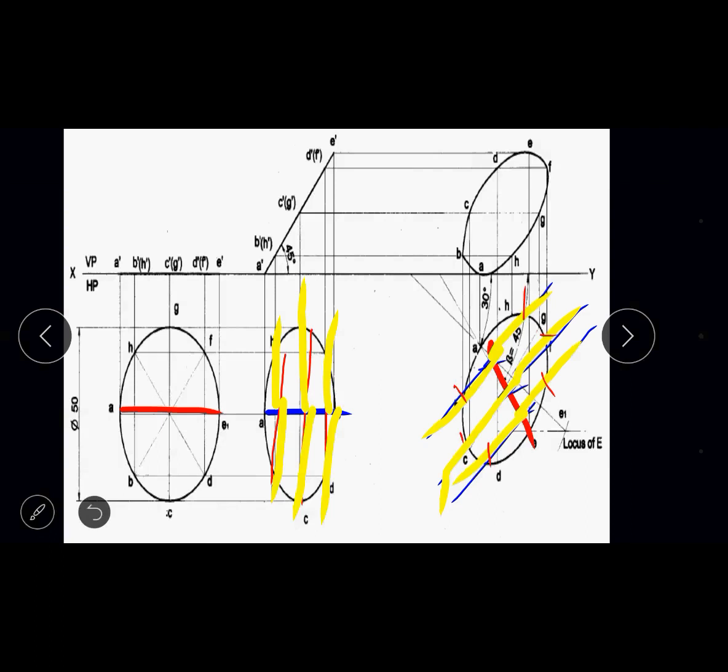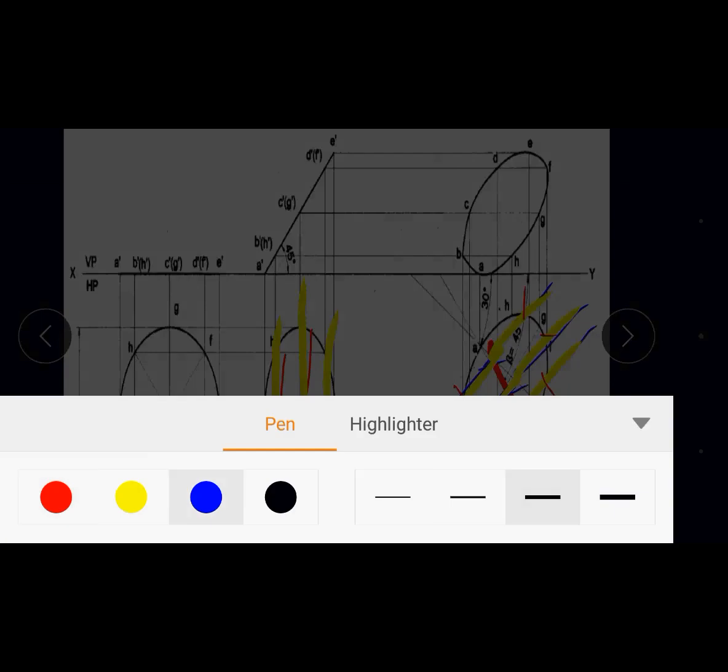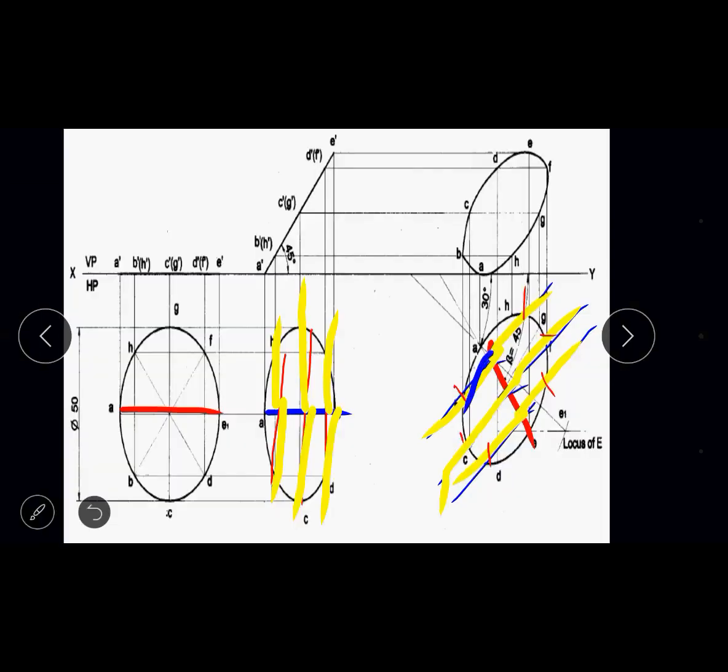So, freehand sketch: you can get the ellipse with the freehand sketch. A to B, B to C, C to D, D to E, E to F, F to G and G to H. So in this way the ellipse is obtained.